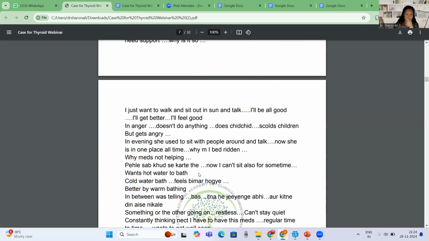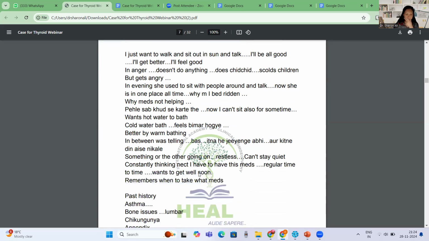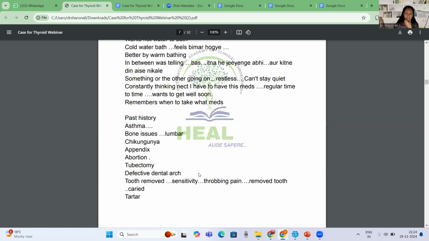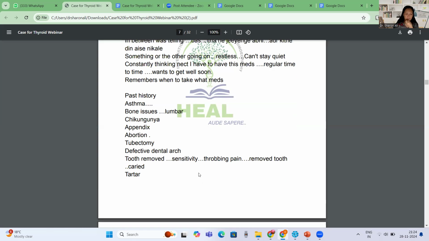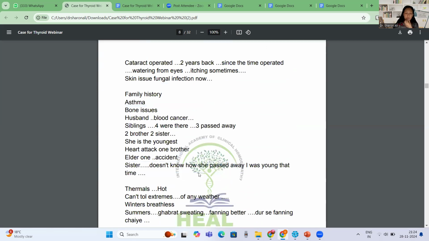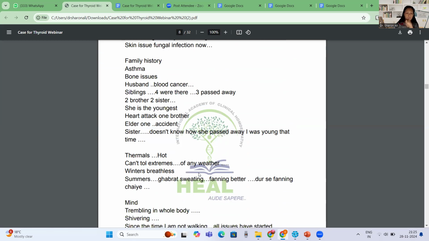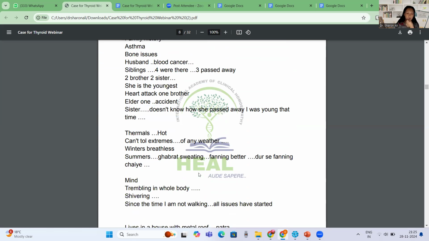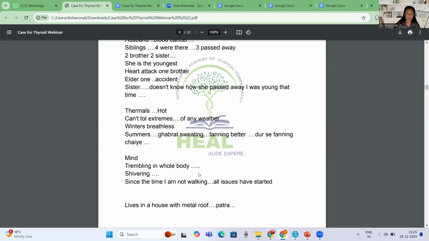Chilly patient. This is her past history. Her family history is also quite strong. Oh, she's hot, but she can't tolerate cold, huh? And she's trembling of the body, shivering. And because of that, she doesn't walk.